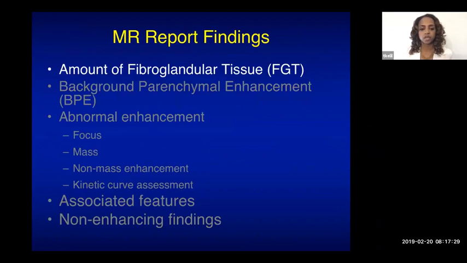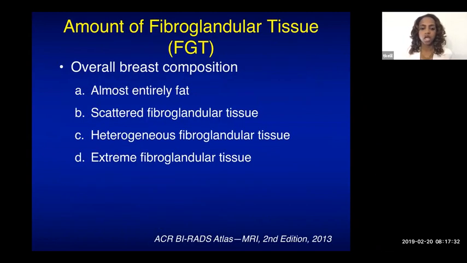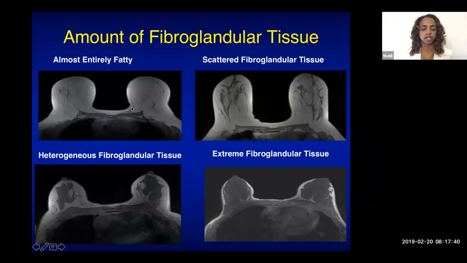So the first thing you want to note is the amount of fibroglandular tissue that describes the overall breast composition, and it can be one of these 4 categories. This is what an almost entirely fatty breast would look like. There's barely any fibroglandular tissue. Here's a scattered fibroglandular tissue breast. There are scattered areas that have fibroglandular tissue, but the majority of the breast is still fatty. Heterogeneous fibroglandular tissue is when the majority of the breast is fibroglandular tissue, and there's a limited amount of fatty tissue. And extreme fibroglandular tissue breast is almost all composed of fibroglandular tissue.